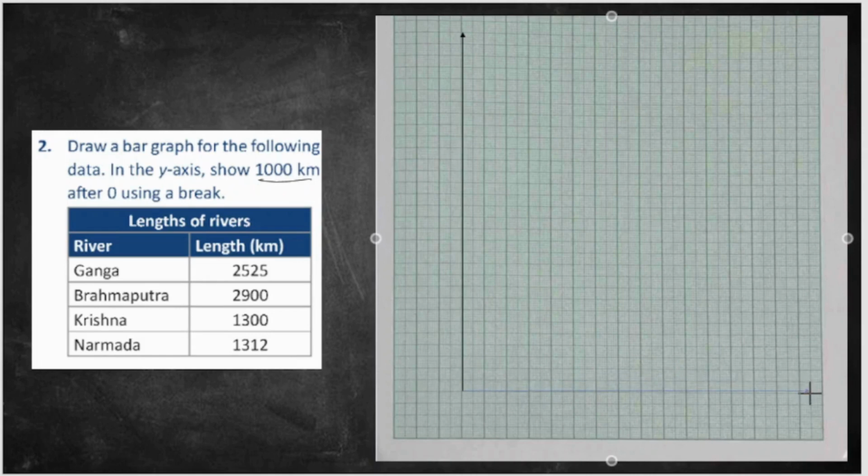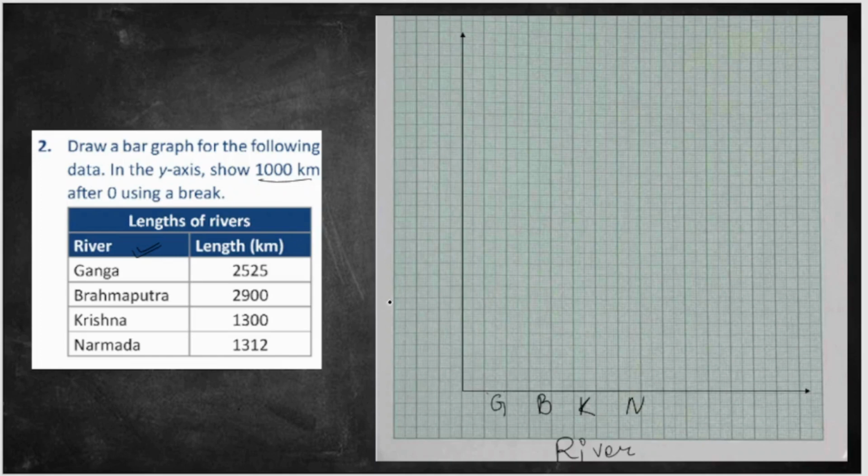Okay, so the x-axis. Now we need to write on the x-axis. We will write rivers, as the first column is always rivers. So here I will write rivers. Okay. So the first one is Ganga. For Ganga I am writing G. Then Brahmaputra I am writing B. For Krishna I am writing K. For Narmada I am writing N. Okay. Now this is the x-axis.